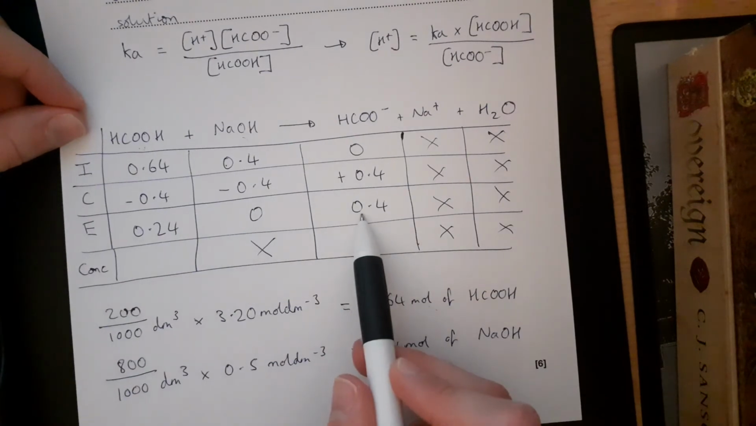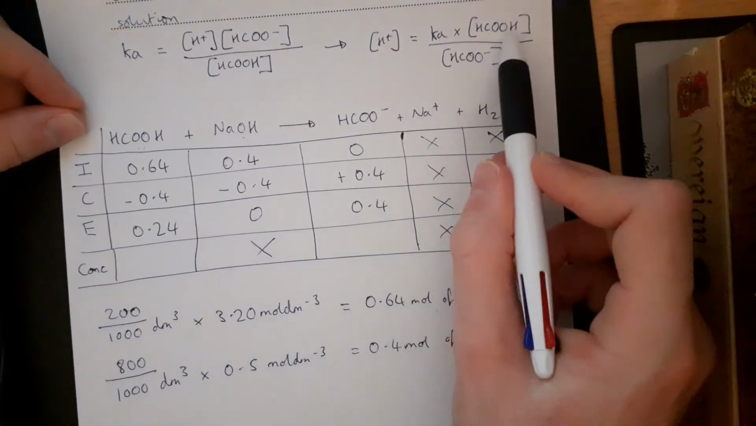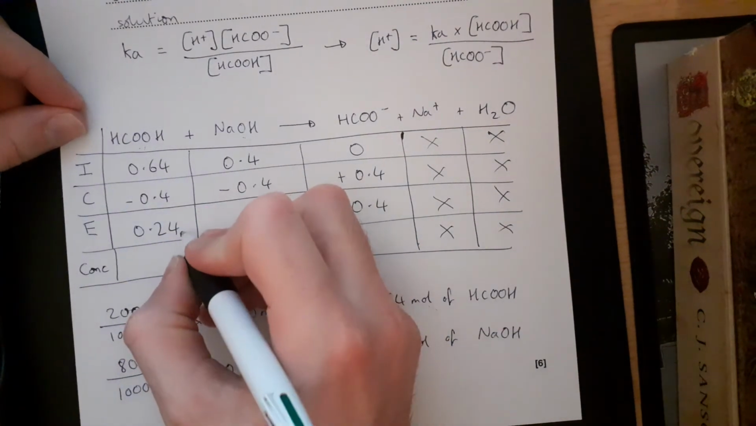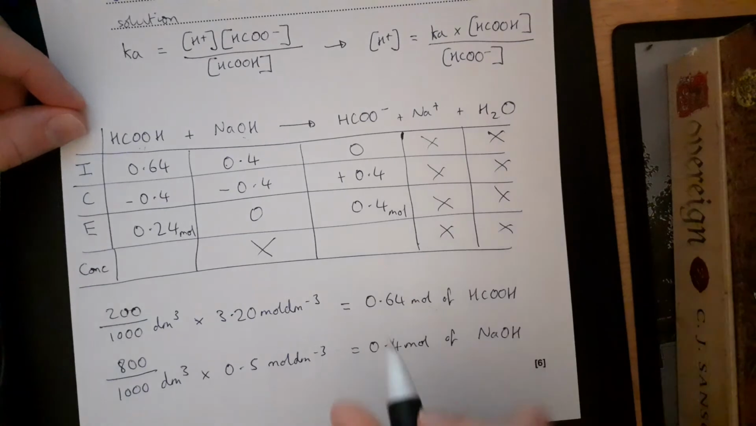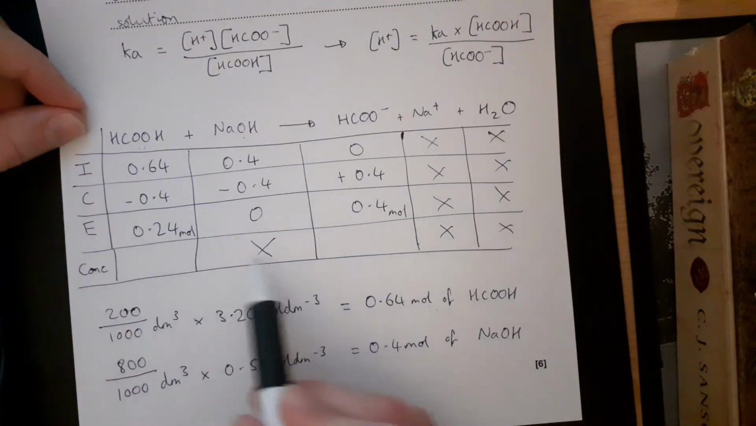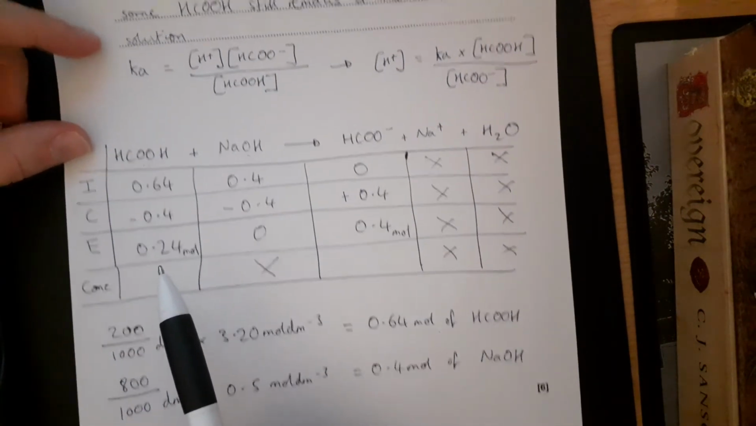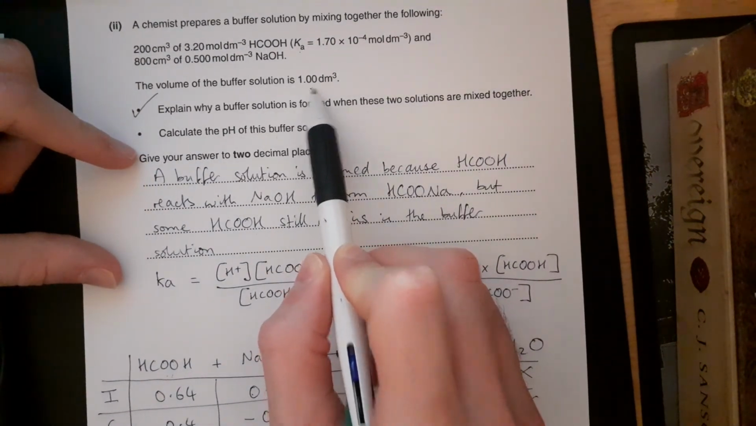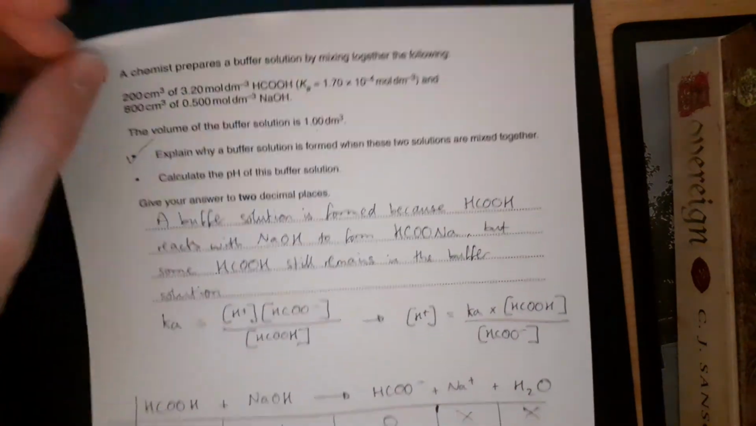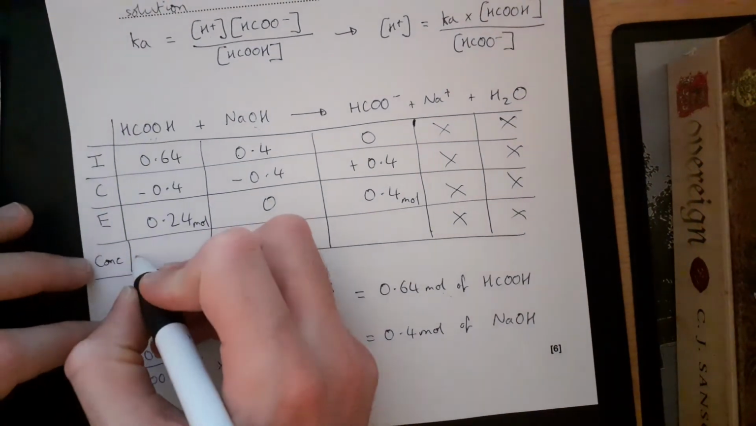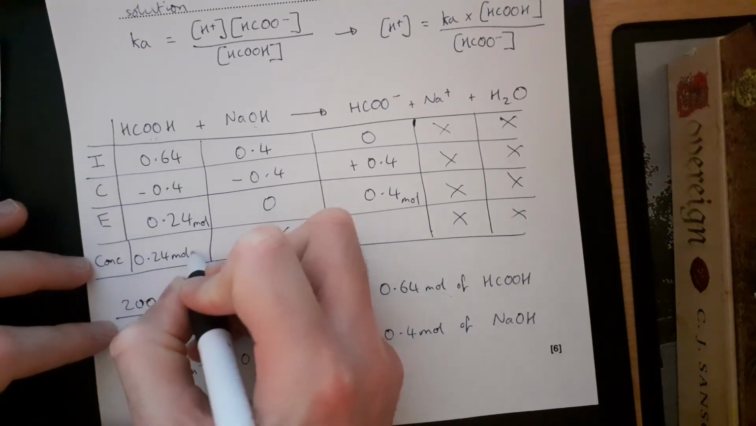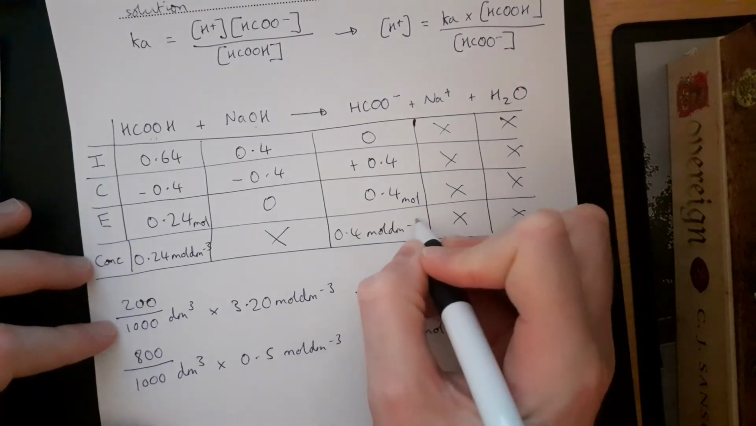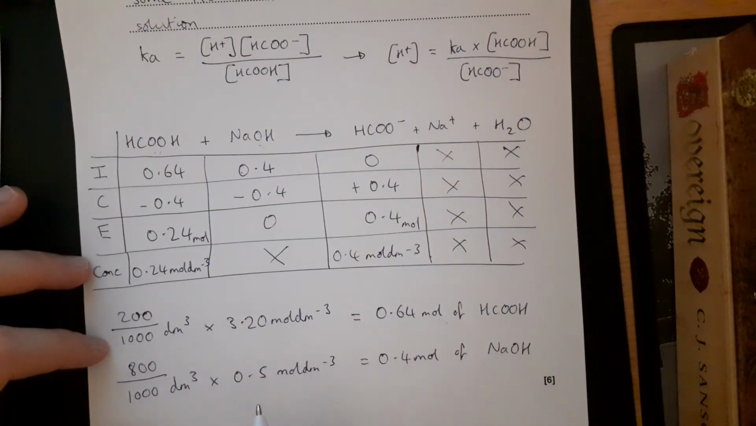So now we just need to convert these into concentrations so that we can put them into our Ka expression. These are moles. Let's put the units on just so we don't get confused. That's moles, because we got it from here and then worked it out. So we need to divide by the volume. What's the volume going to be? It's going to be 1 decimeter cubed. That's nice. So we're just going to divide by 1. So actually we don't really need to bother. Concentration is also going to be 0.24, but that's now in moles per decimeter cubed. And this is going to be 0.4 because we just divided by 1. So that's nice and easy. Now we're ready to go.